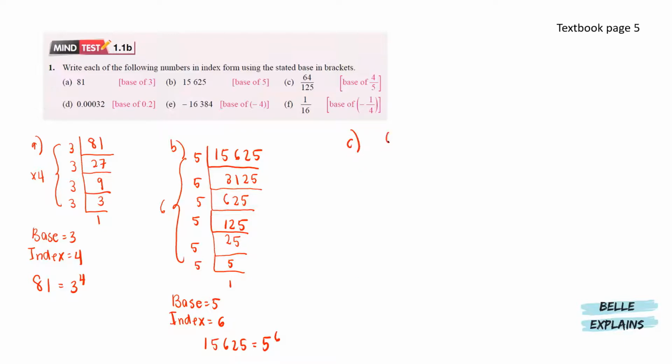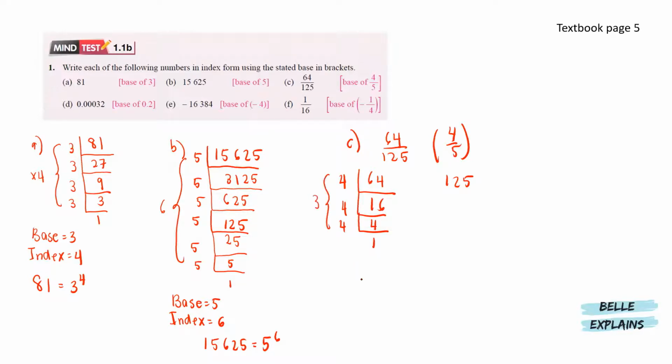we have 64 over 125 to the base of 4 over 5. So here, since the base is 4 over 5, we'll put the numerator as 4 here. That will give us 16. Divide by 4 again, we get 4. Divide by 4 again, we get 1. So here the repetition is 3, which means the base is 4 and the index is 3.